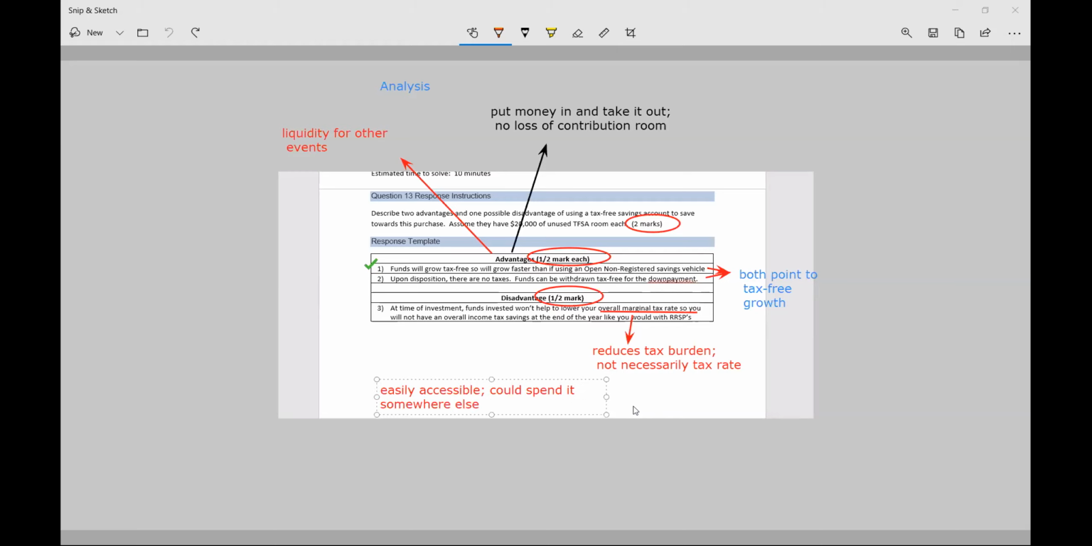Okay. Yeah, now we're on to disadvantages. So yeah, those are some good disadvantages. All right, any other questions?